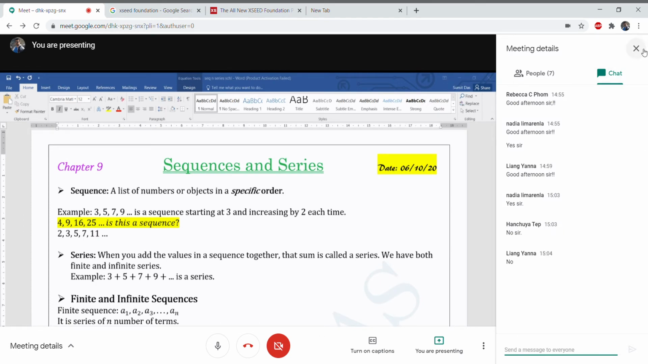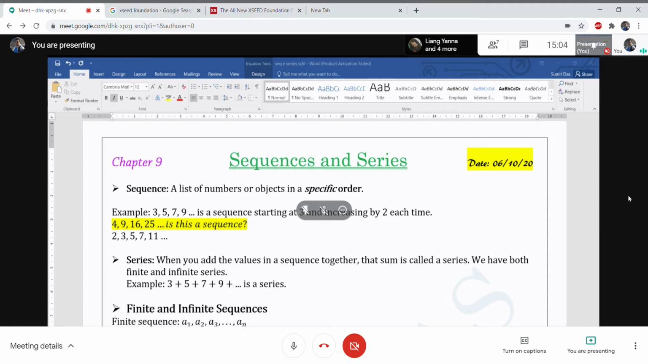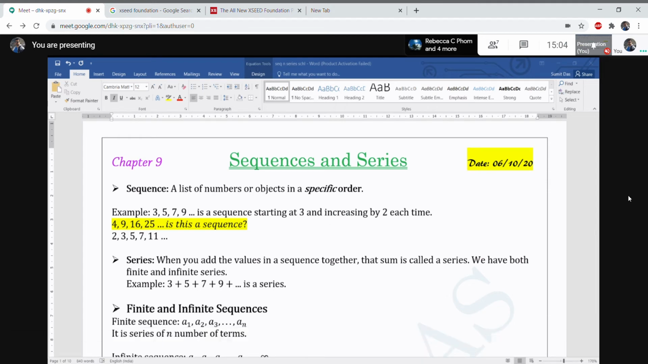Nadia told yes. Nadia, please let me know why you think this is a sequence. What is the reason? What specific order are they following? 4, 9, 16, 25. Because they are in ascending order and they are square numbers. Yeah, that's absolutely correct. They are square numbers.